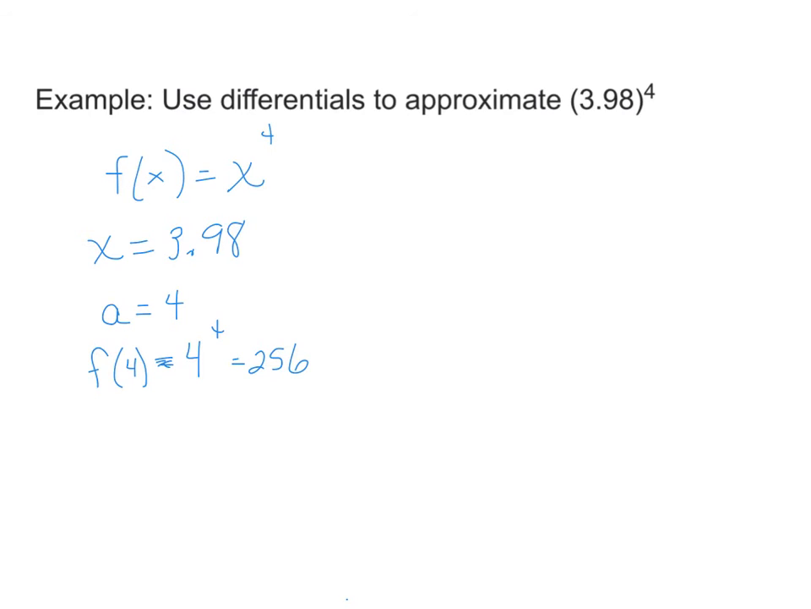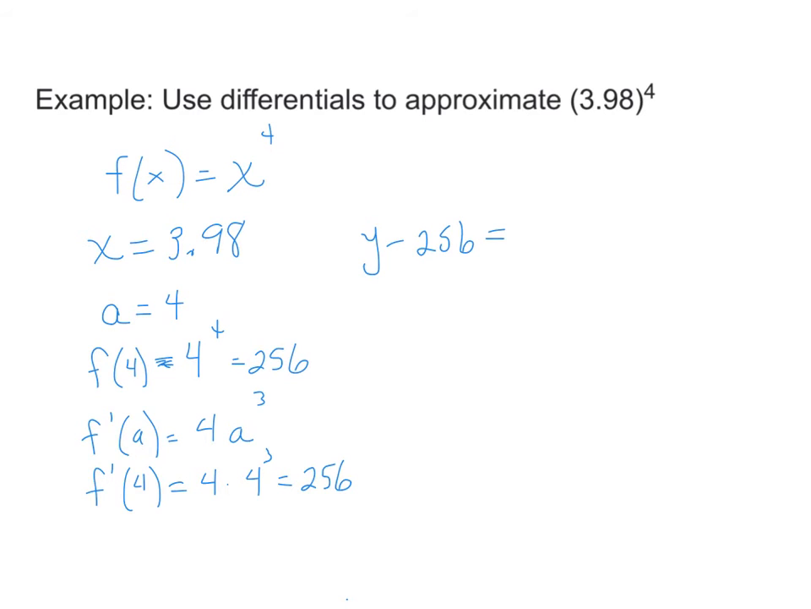Okay, so then I take the derivative, right, at a would be 4a to the third power. F prime of a, what is a? 4, is going to be 4 times 4 to the third, which would be 4 to the fourth, which is also 256. All right, so we'll write out we have point and slope, and so I have y minus 256 equals 256 times x minus a, all right?